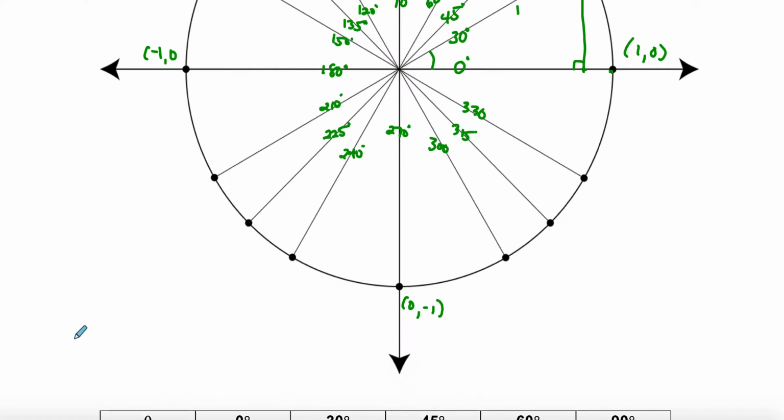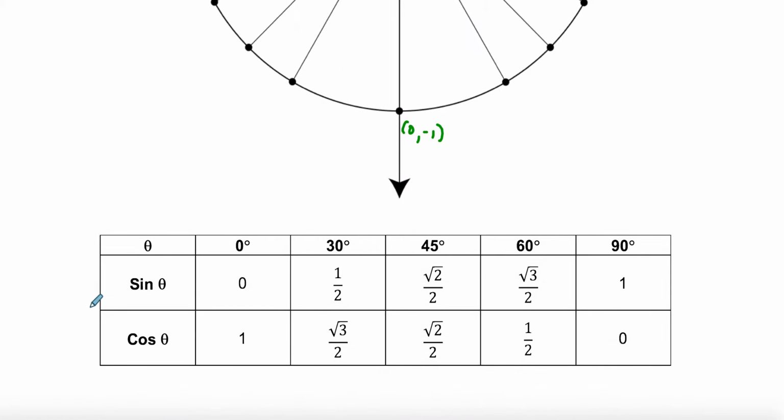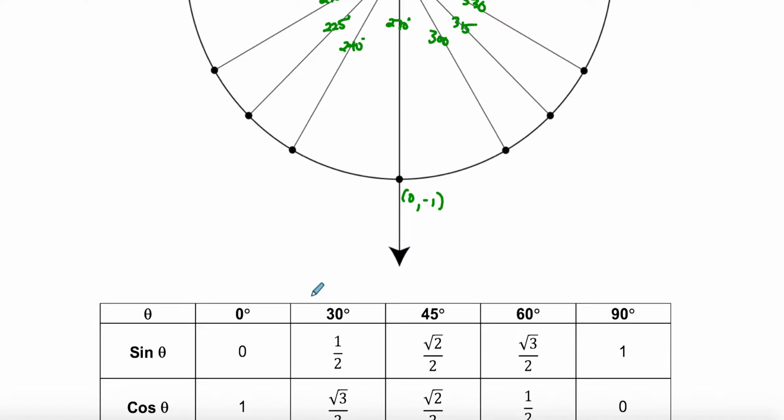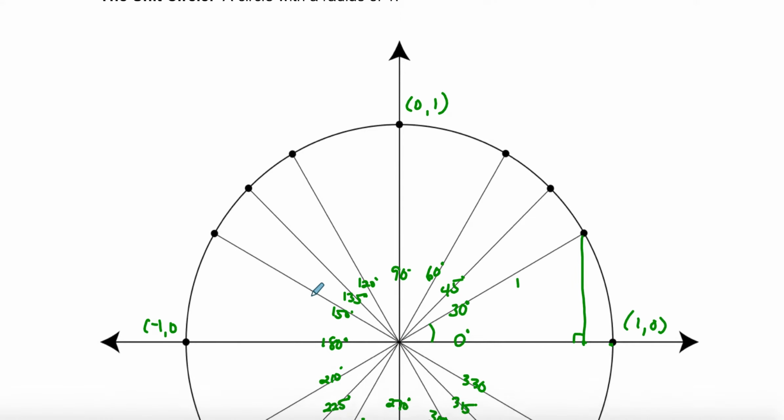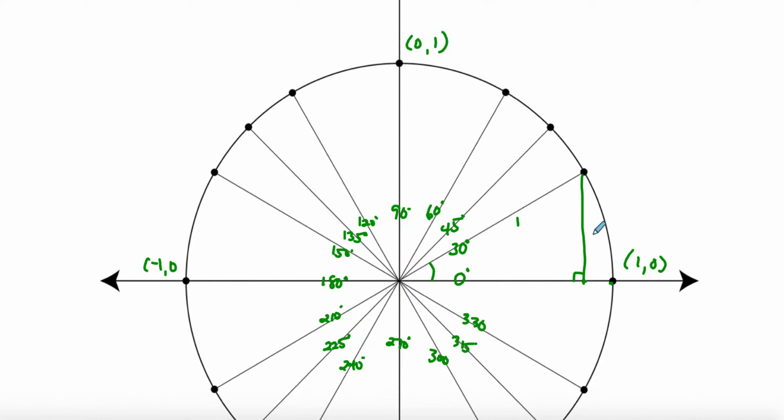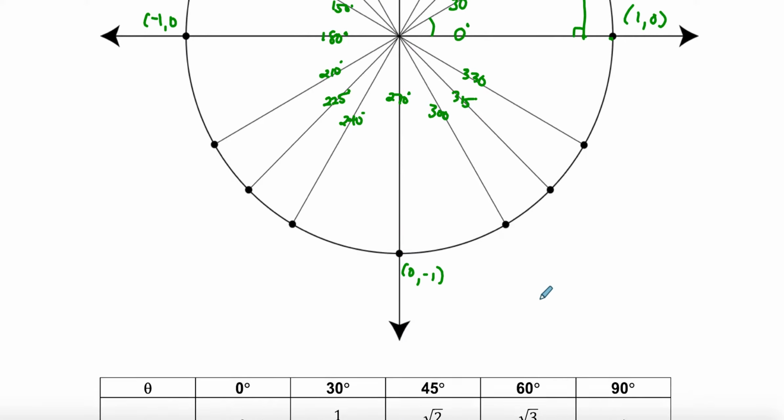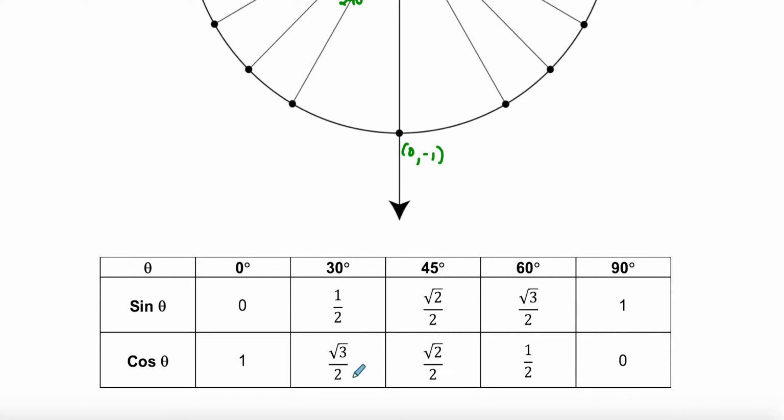We did have this chart that we used in our last unit, and it is showing exact values for different angles. Sine theta of 30 degrees is 1/2. If we're talking about the unit circle, we know the radius is 1. So if the opposite is 1/2, we can also see that the cosine of 30 degrees is √3/2.